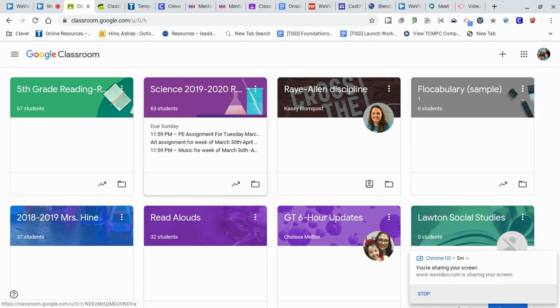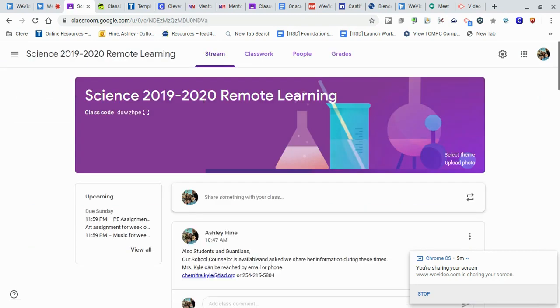So make sure if you're in fifth grade, you're going into the reading with Miss Lawton, the science with Miss Hine, and the math with Miss Patterson. All your electives assignments will be under science, and you'll see that come out as an assignment, okay? So all of those are on science. And your elective teachers are also on there, so we can comment and communicate with you with any issues that you're having and get you the best answer as quick as possible. So once you log into your classroom, you're going to see the feed. This is your stream.